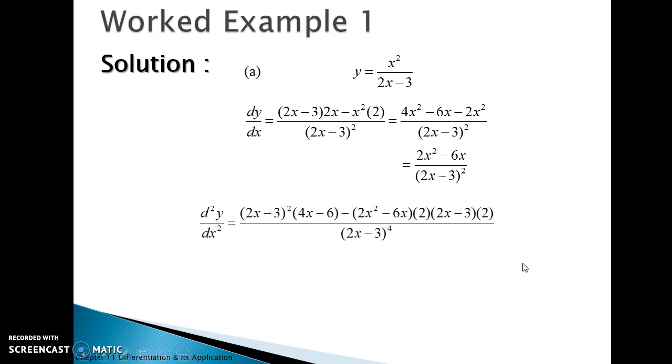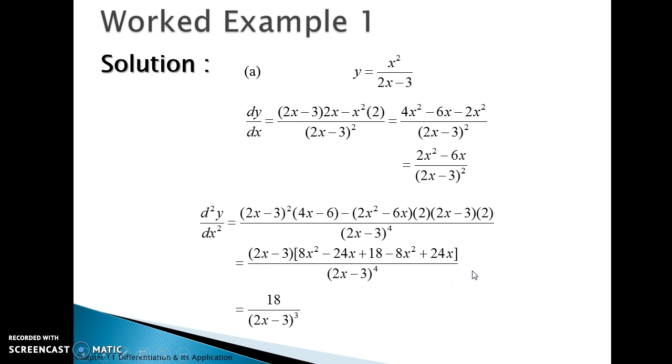All right, now when you want to find d squared y over dx squared, you have to start from the dy dx expression. So you apply the quotient rule to your dy dx again. Now the second step is what you have learned. Take out the common factor 2x minus 3, and then you will get the answer for your d squared y over dx squared.